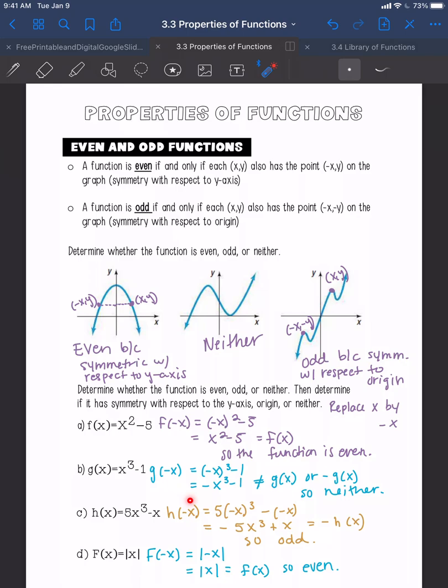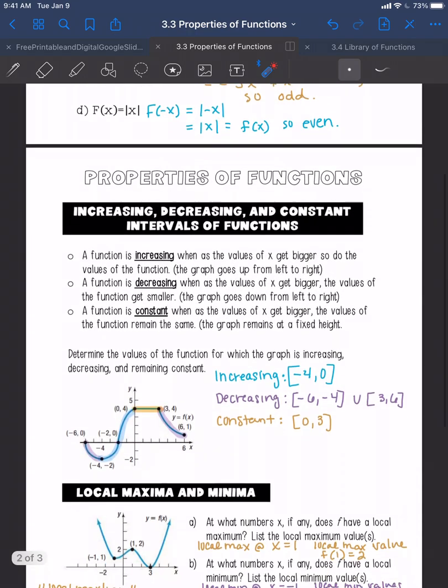Part C, h of negative x, when we substitute in, we get negative 5x cubed plus x. Now that is the same thing as the opposite of h of x, so this function is odd, meaning it has symmetry with respect to the origin. And part D, f of negative x, plugging that in, we get that equal to the absolute value of x, which is the same as the original f of x, so it is even, it has symmetry with respect to the y-axis.